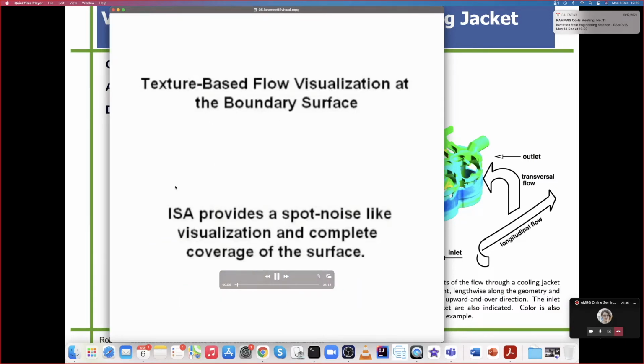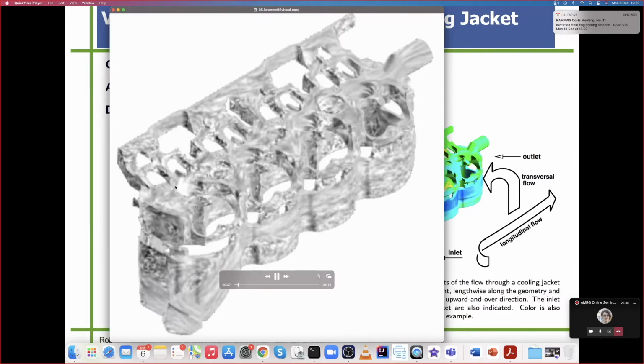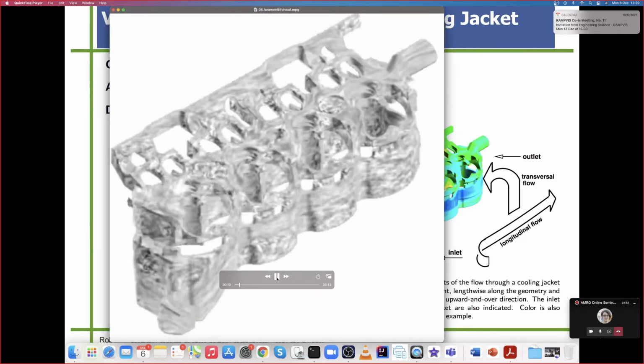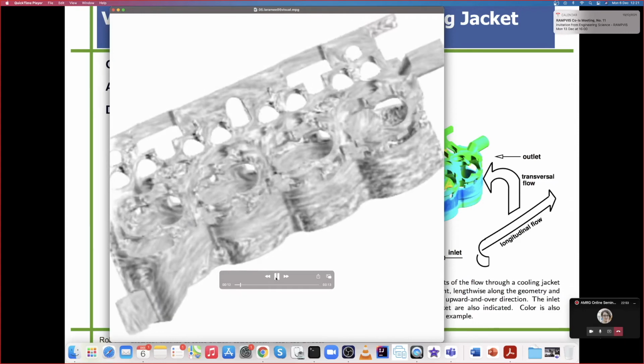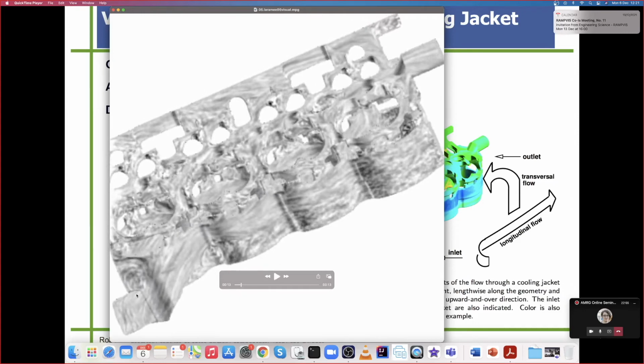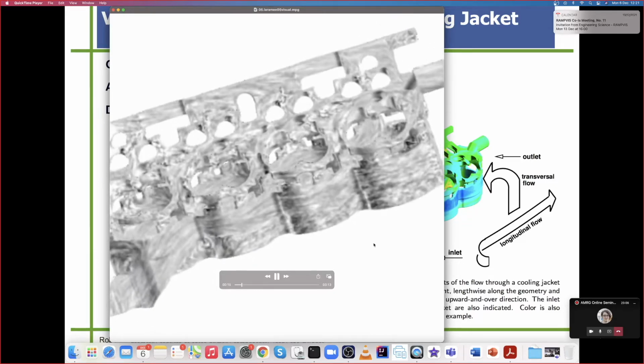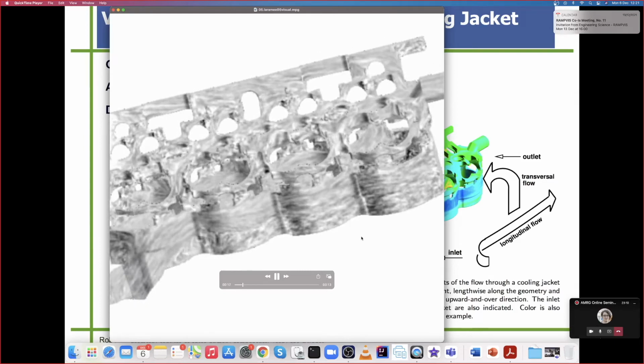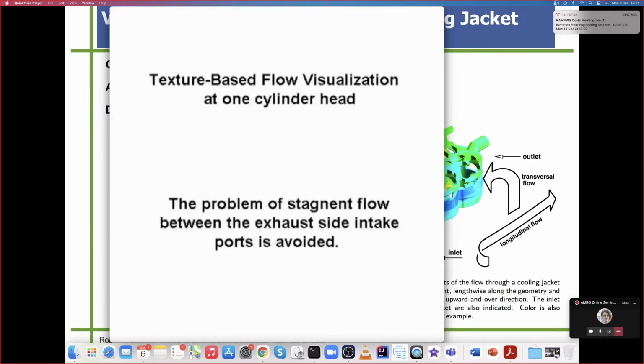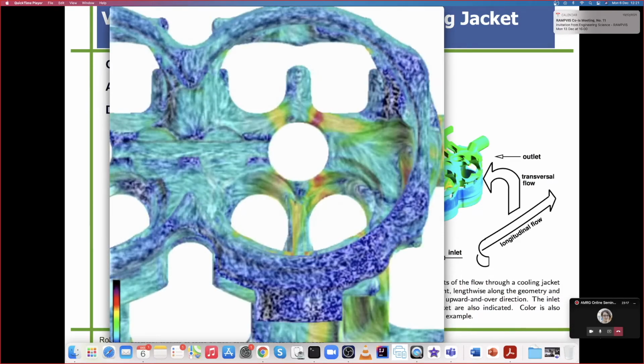So this showcases several visualization techniques in a short amount of time. This is something we call texture-based visualization. It shows the flow. This is the inlet, and all the patterns that the flow takes at the surface of the cooling jacket. You can see this is a very, very complex surface, and this is good because it gives us just a brief overview of the pattern of flow at the surface in a very short time.